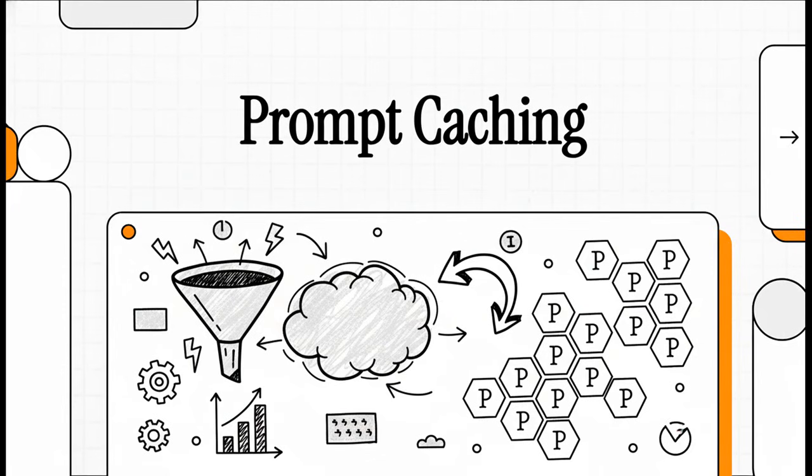Welcome to The Explainer. Today we're going to talk about something that is, no joke, one of the biggest and highest impact optimizations you can make for your LLM applications. We're talking about prompt caching.